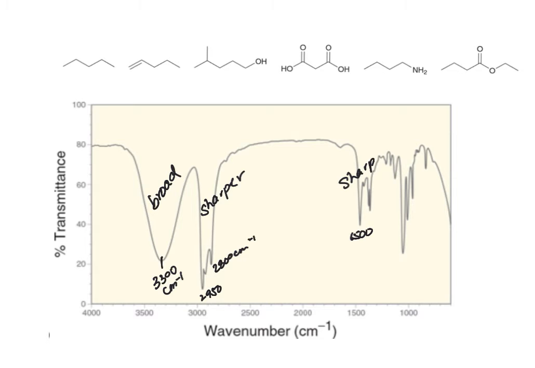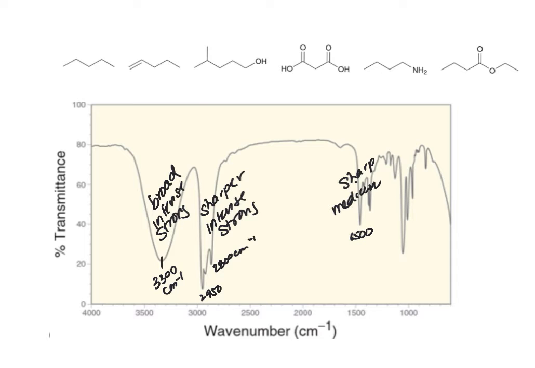Let's talk about the intensity. The closer we get to 0% transmittance or 100% absorption, the more intense the signal. So we would say that this is a very intense, strong signal. This is also an intense, strong signal. And here this would be a medium strength signal.